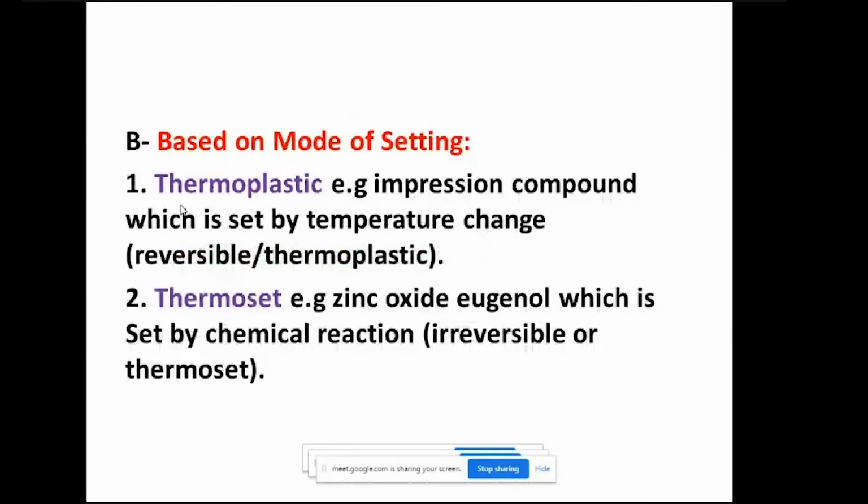The basis of the second classification is how it sets. It is thermoplastic or thermoset. Thermoplastic is reversible. It will change with the hot water, but after removing the hot water, it returns back to the same shape. While thermoset is changed by chemical reaction and does not return back to the original shape. That's why we call it irreversible.